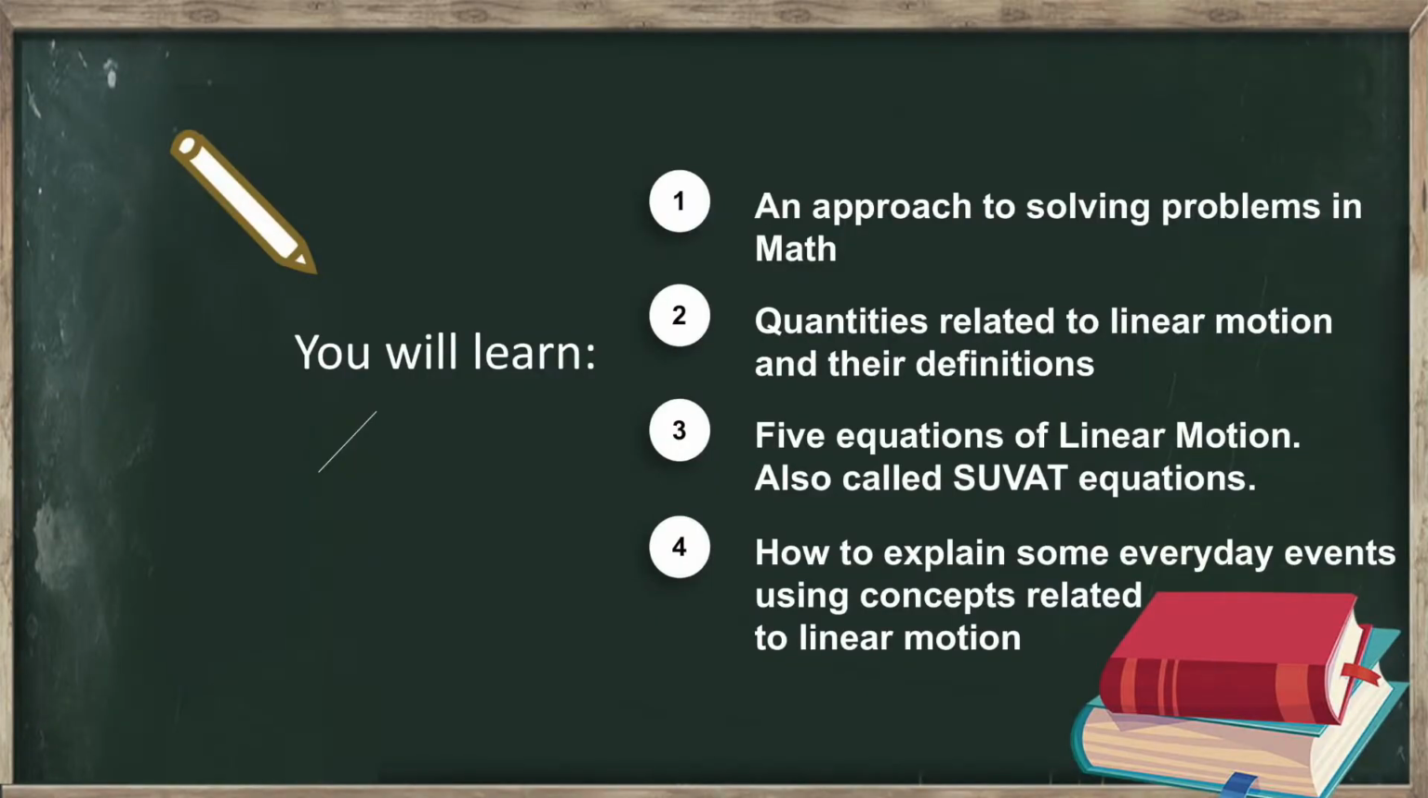I'm going to teach you an approach for solving problems that are mathematical. We're going to talk about quantities related to linear motion and their definitions. Definitions are really important when you're solving problems. If you know what you're working with and you know what it means, knowing the units for a particular quantity is really easy to do. And we're going to discuss the 5 equations of linear motion, or as we like to call them, SUVAT equations. And then, with this body of knowledge, we're going to tackle some problems.